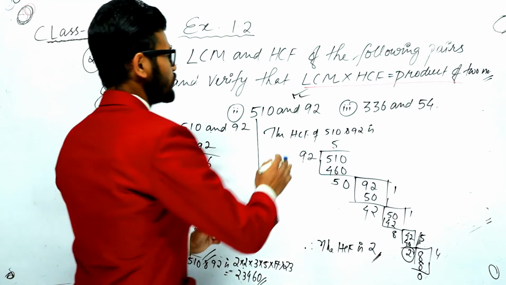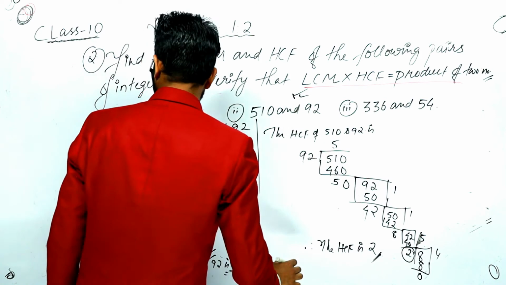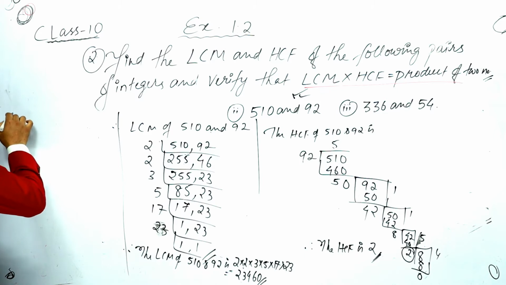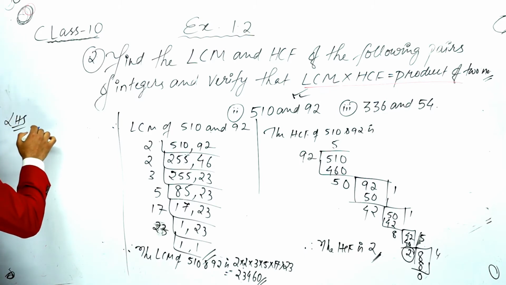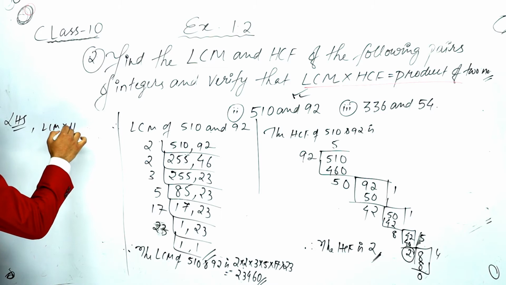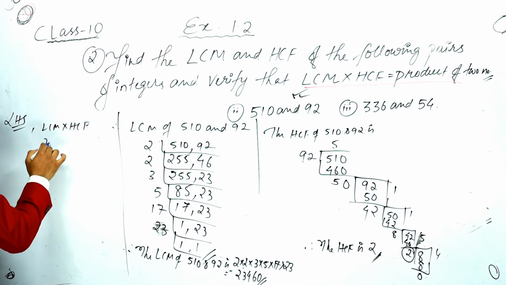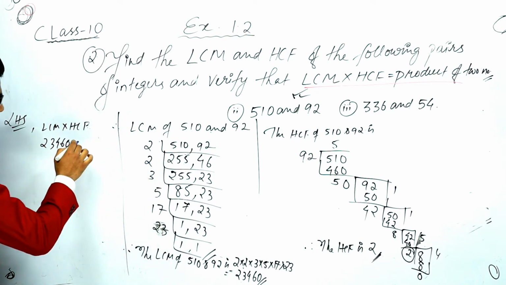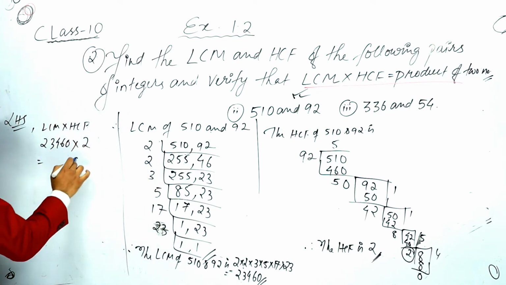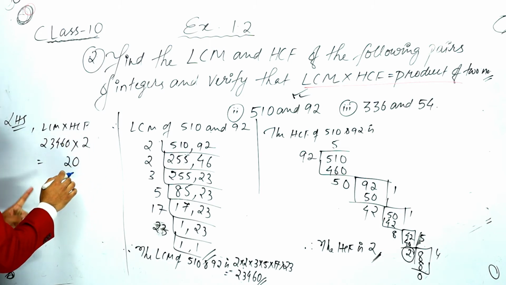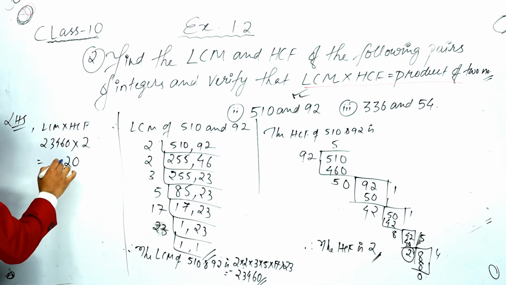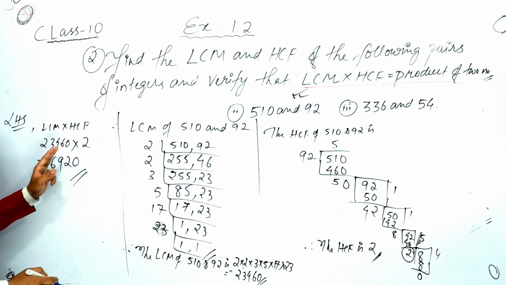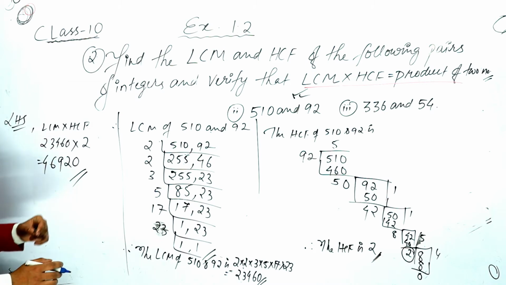Now let us do this one, left hand side. Therefore left hand side, LCM into HCF, that is your 2 3 4 6 0 into what is HCF? HCF is your 2. Let me see, 2 0 is 0, 2 6 is 12, 1 remainder, 2 4 is 8, 1 9, 2 3 is 6, 2 2 is 4. That means the product of this LCM and HCF is 4 6 9 2 0.